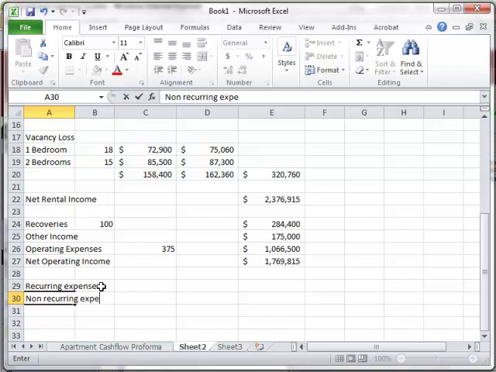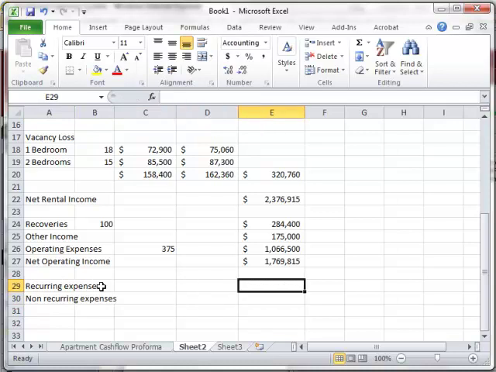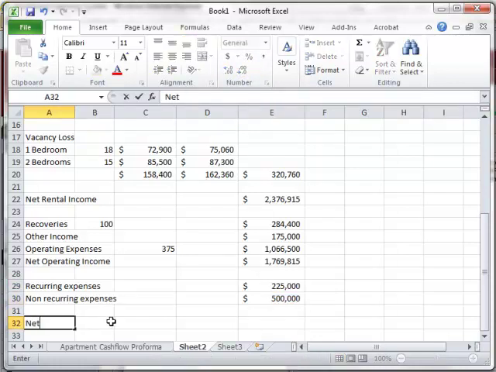Major repair of the pool, and let's go ahead and load those in there. Let's say that the recurring expenses were $225, and the non-recurring expenses, let's say it was a really big one, $500,000. We'll highlight that as a dollar amount, and we'll get rid of those pesky pennies, and then we'll come down to our net cash flow. And this is our net cash flow for the year.